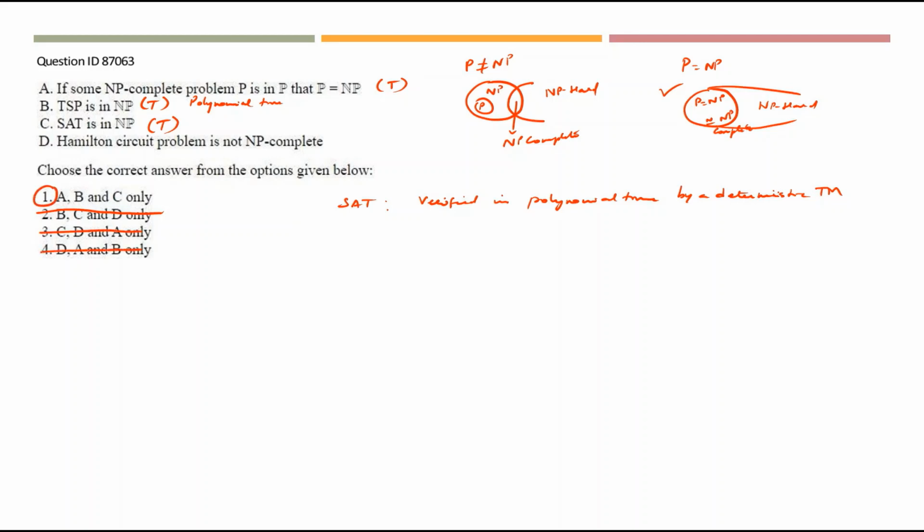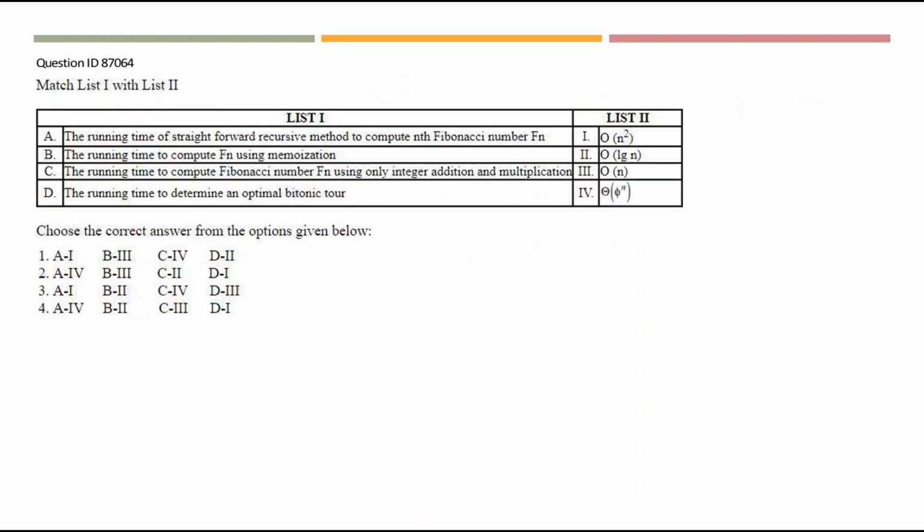3 and 4 are also ruled out. The Hamilton circuit problem is not NP complete. This is false because the Hamilton circuit problem is NP complete. Though we have seen that C is right, let me give you one more point. The satisfiability problem as well as the circuit satisfiability problem, both are NP complete. Next question, match list 1 with list 2.